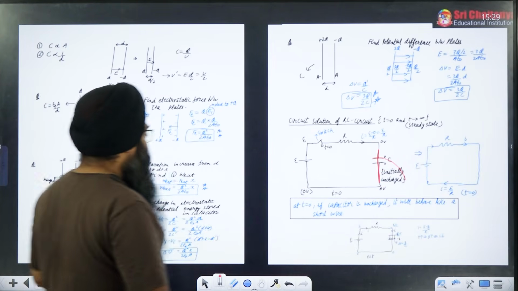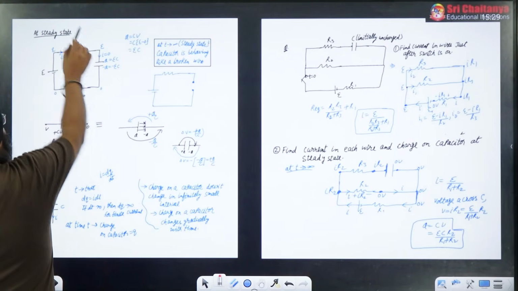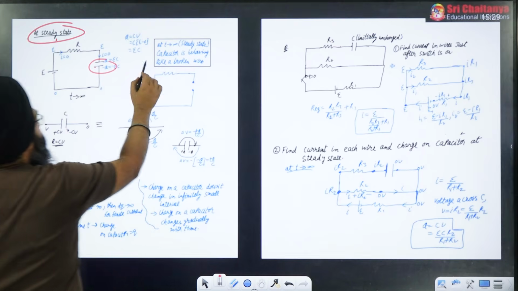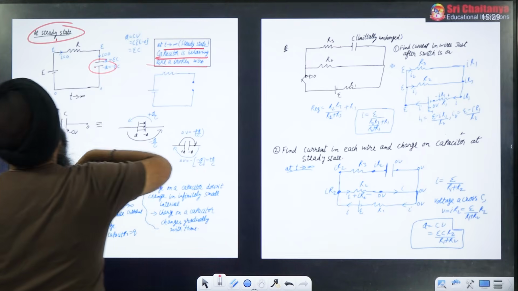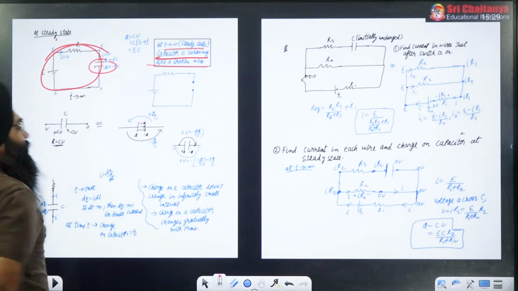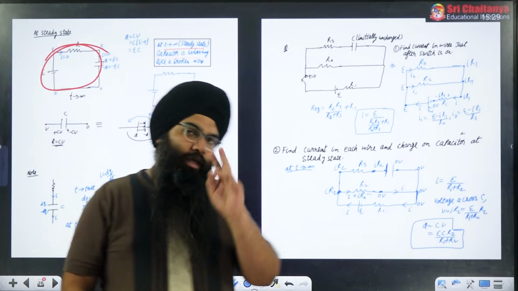If you charge the capacitor, as the capacitor is getting charged, then at steady state what will happen? At steady state, the capacitor will behave like a broken wire or an open circuit, and if it is behaving like an open wire, the overall current in the branch which is containing the capacitor will become 0. So two things you have to remember.